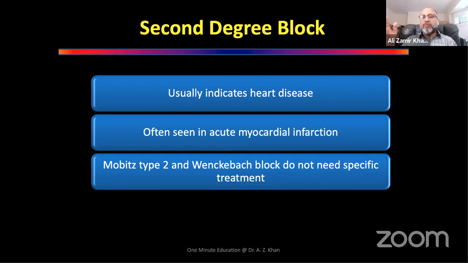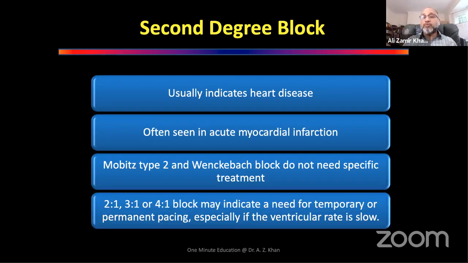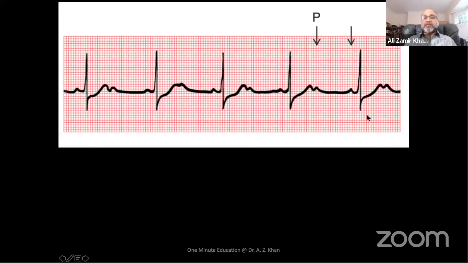But if the degree of heart block increases, from 2:1 it's going to 3:1 or 4:1, sometimes you might actually need to give them a temporary pacemaker. So you might have to float a pacemaker wire, or you might even have to put in a ventricular permanent pacing box if the ventricular rate is very slow and not enough to create enough blood pressure. So this is the indication. All right, now let's look at the next ECG.